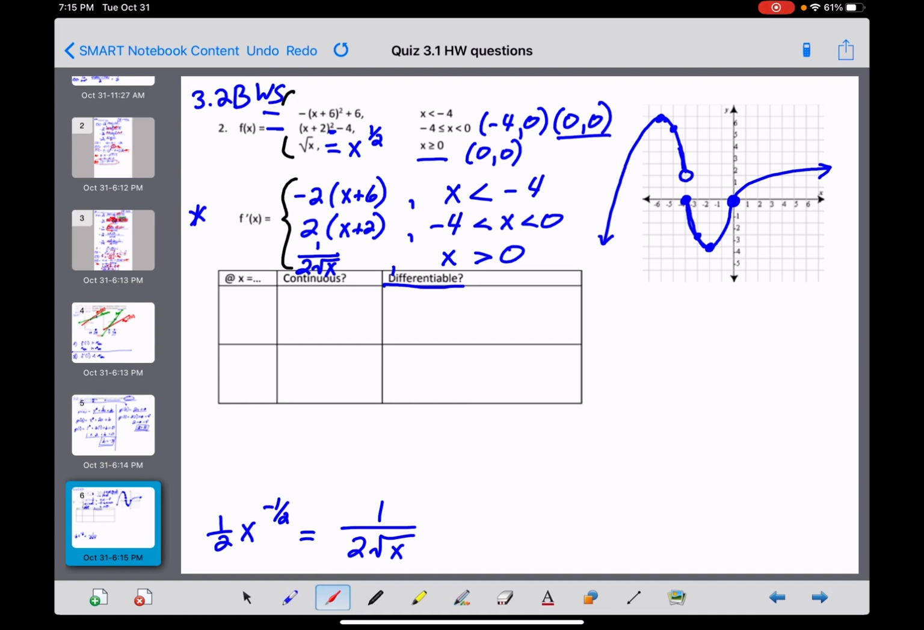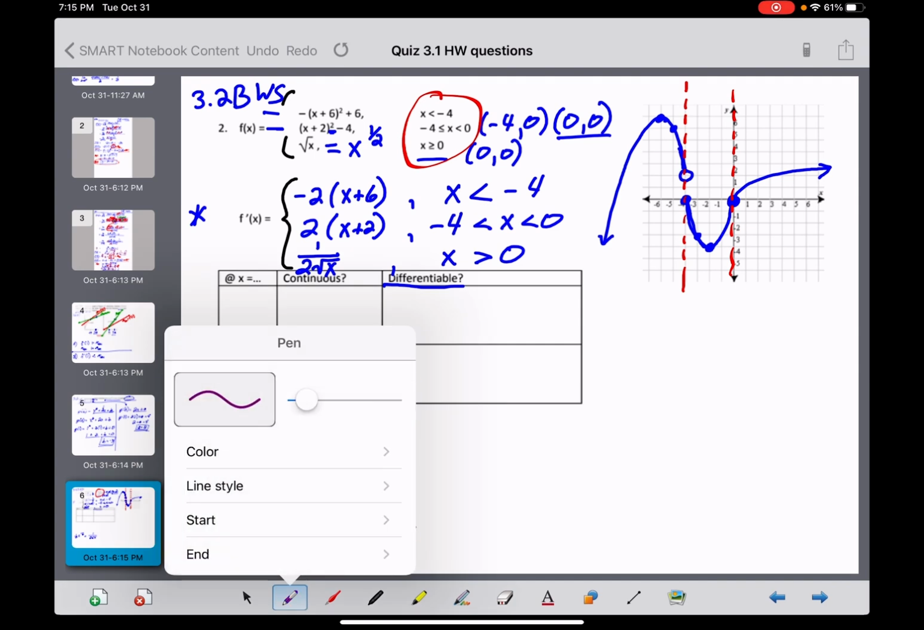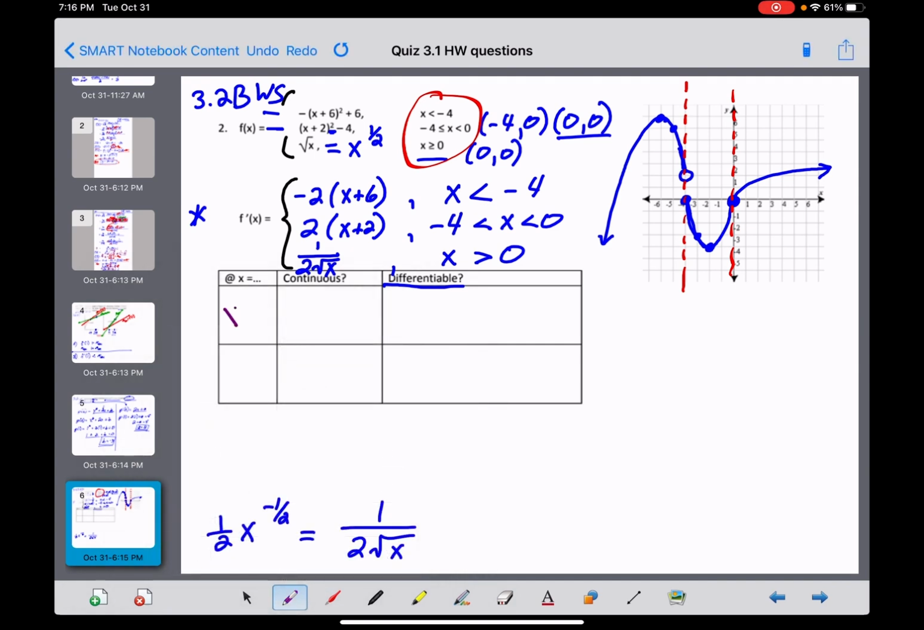Now, the two seams of this piecewise defined function are where the different parts come together. So we've got a seam right here at -4, and we have a seam right here at 0. So those are, I'm going to switch colors here. We'll go purple here. My first seam is at x equals -4. Second seam is x equals 0. So two questions, just trying to help you guys remember what it is you need to check here.